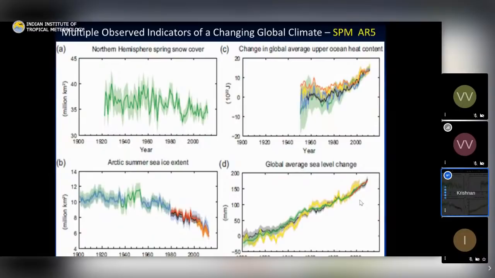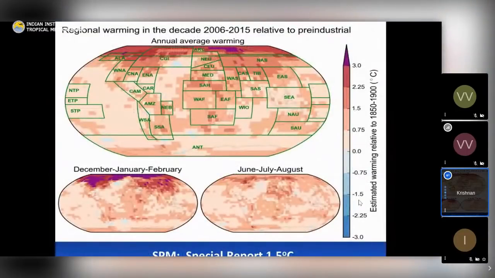So there are multiple lines of evidence pointing to the impact of climate change, seen in the atmosphere, ocean, the cryosphere, and so on. And this shows how the regional warming has varied since pre-industrial time. This is an average for the period 2006 to 2015 from the 1.5 degree special report.